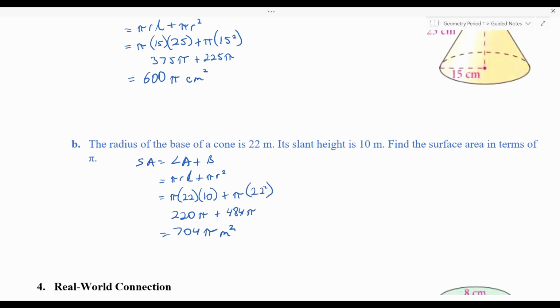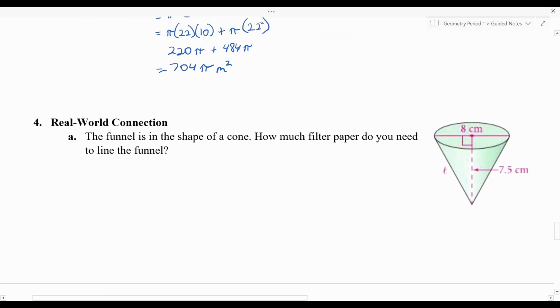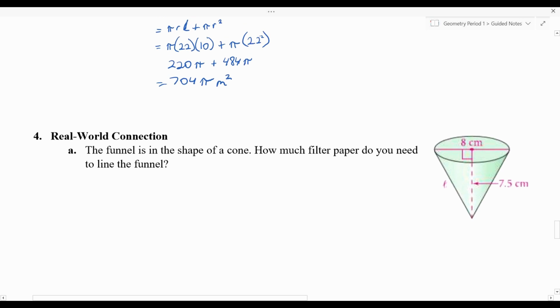All right. Next problem that we have here, and this will be our last example. It goes like this. The funnel here on the right is in the shape of a cone. How much filter paper do you need to line the funnel? So we essentially want to find out what the surface area of the nap is. In that case, the surface area of the nap is just the lateral area. So let's write it here.